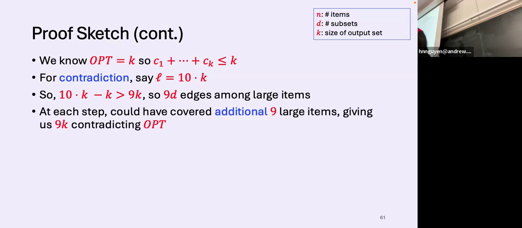All right, so what does this mean? That just by pigeonhole principle, at every single step, I should have been able to cover an additional 9 large items. And this is not 9 in total, this is 9 in the first step, 9 in the second step, 9 in the third step, 9 in the fourth step, etc. And this gives me that I'm covering 9K large items. But I originally said opt was K, right? So this can't be.